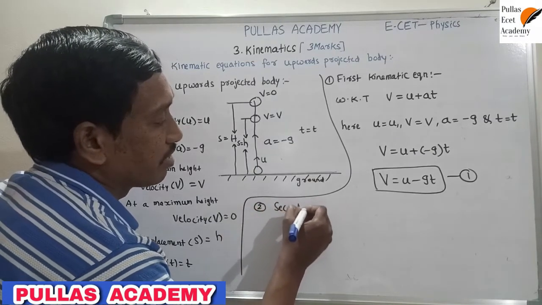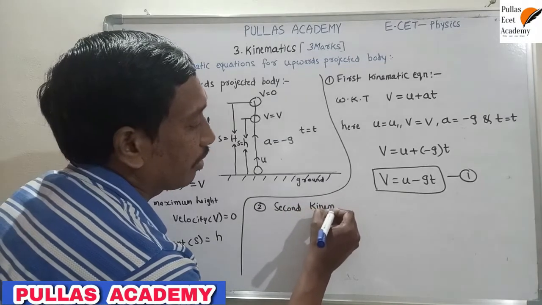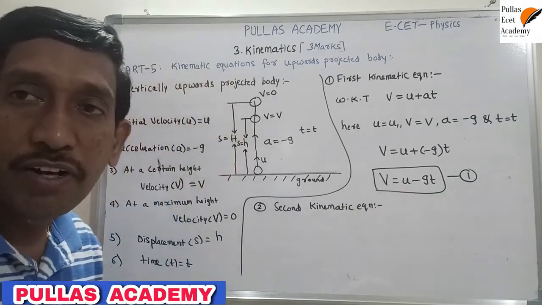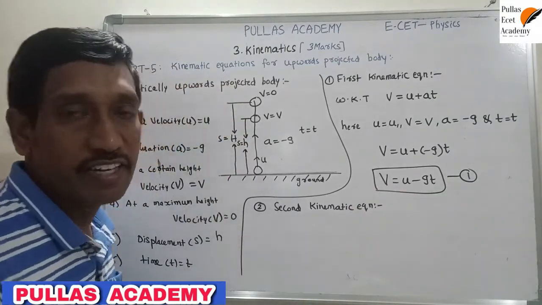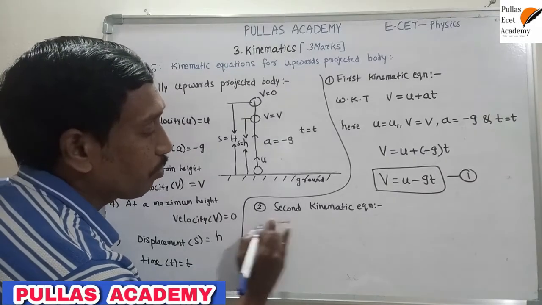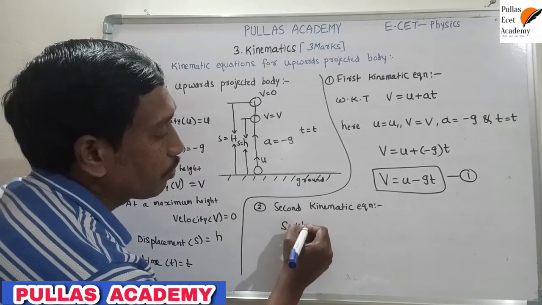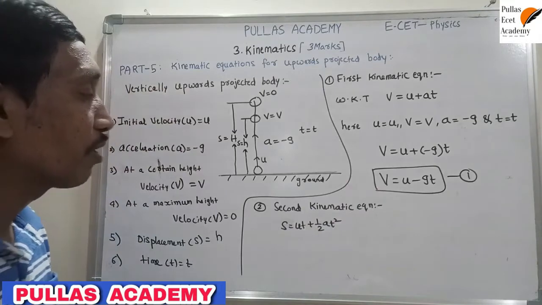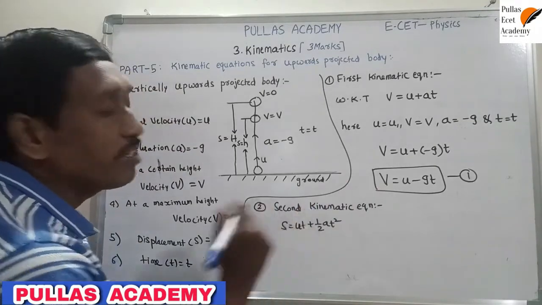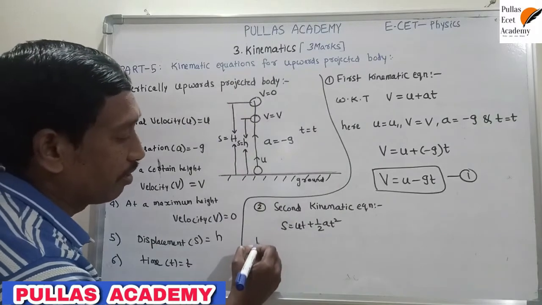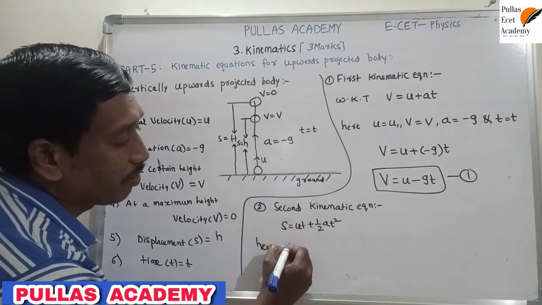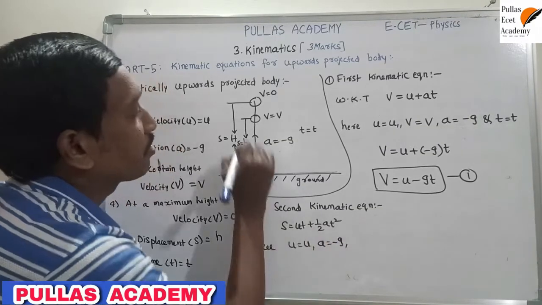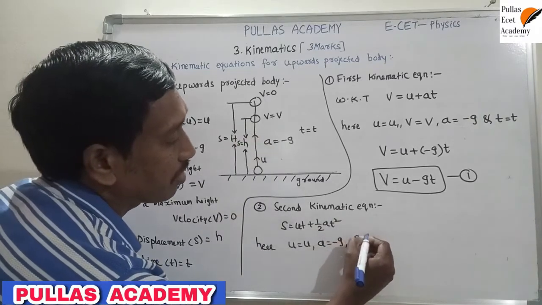Listen to me. Second kinematic equation. Already we know the second kinematic equation for a uniformly accelerated body: s is equal to ut plus half at square. This equation gives the displacement of a body in a given time. So we need it for an upwards projected body. Here also, the known values are u is equal to u and a is equal to minus g. Suppose it reaches a certain height h, then the displacement is h.